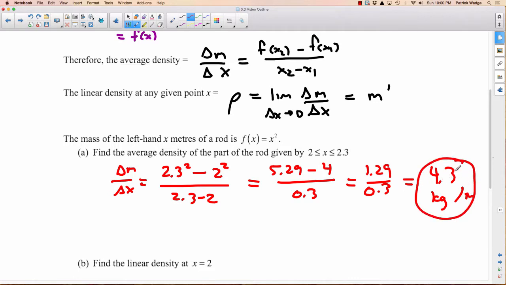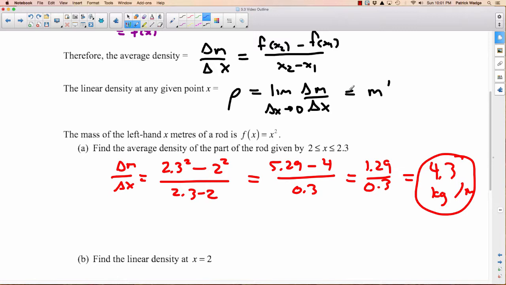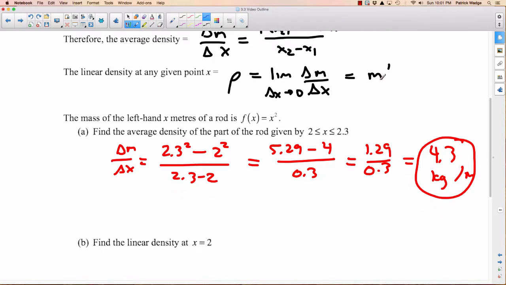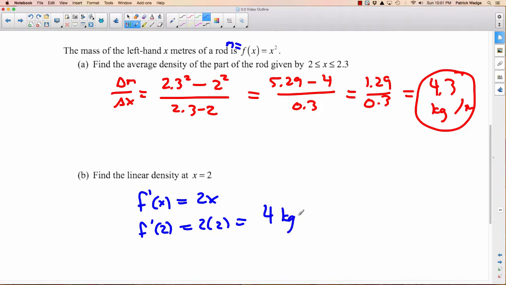Now, what if we wanted to know not the average density from 2 to 2.3, but the instantaneous density, so to speak, right at that point 2? Well, then we would use this second formula here, which tells us we only have to take the derivative of m. That's pretty nice. Since m is equal to f of x, which is equal to x squared, we just have to take the derivative, which equals 2x. Then we just plug 2 into there, and we get 2 times 2, which equals 4. That should be ballpark the same as this, and it is, so I'm feeling pretty confident about our answer. And that's it. That's our answer.